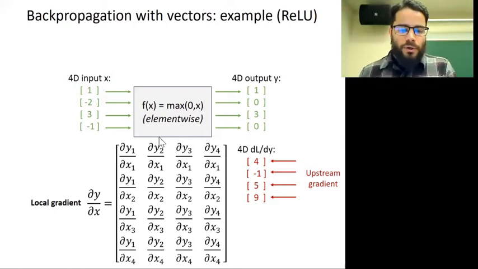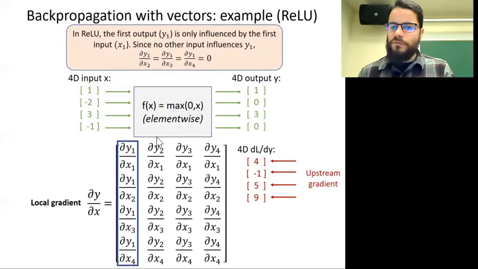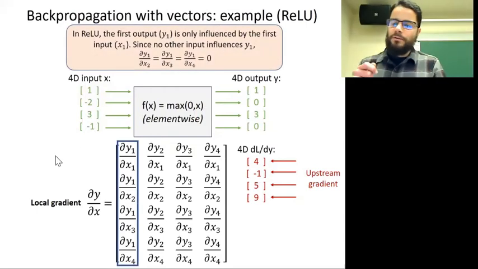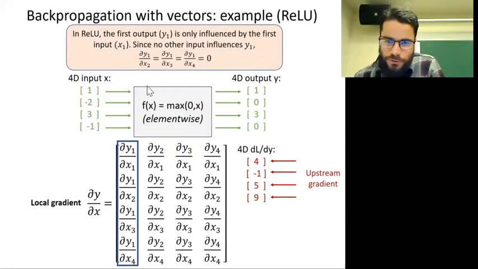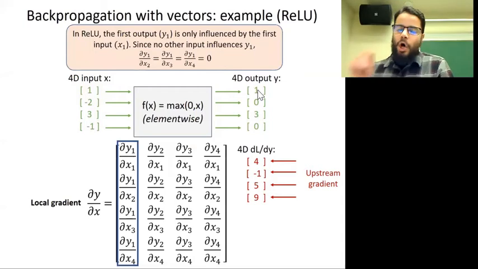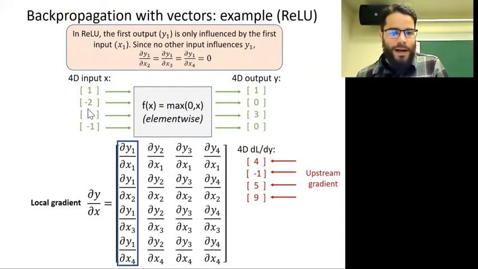That's very good. So now let's look at the particular behavior for the ReLU function. In ReLU, the first output, so this output here, is only influenced by the first input. So it doesn't matter what happens with these 3 inputs in terms of this first output. The only thing that matters are the changes in this particular element here.